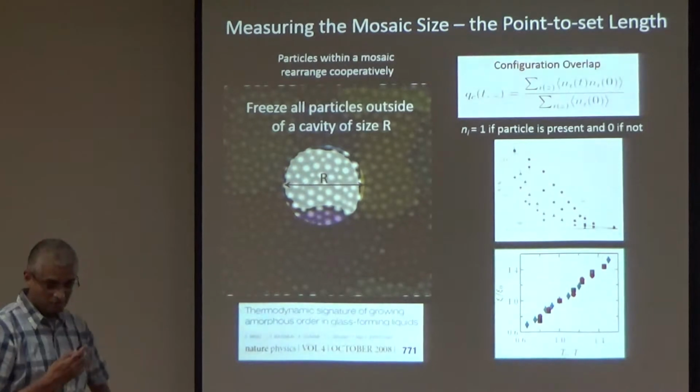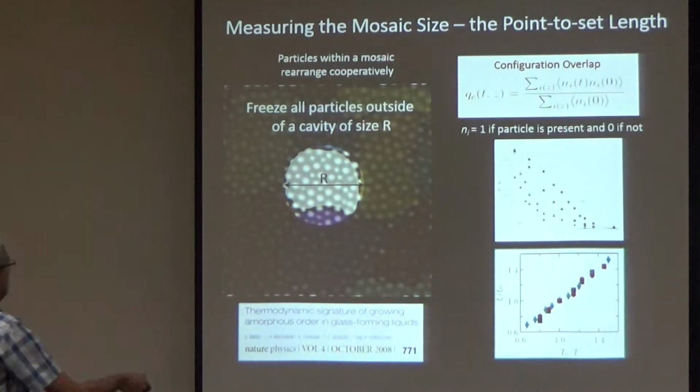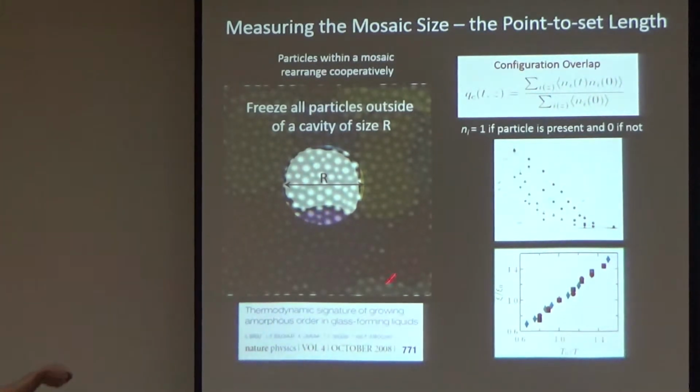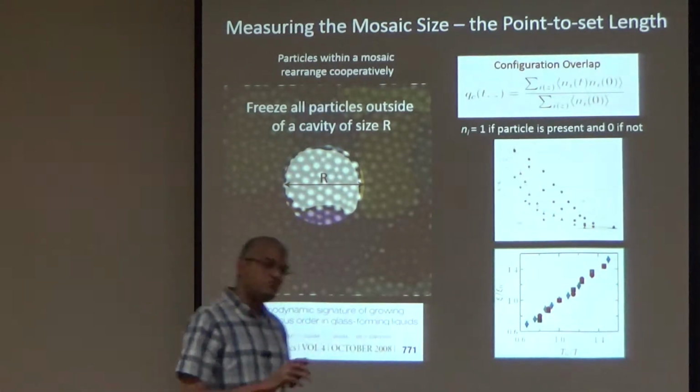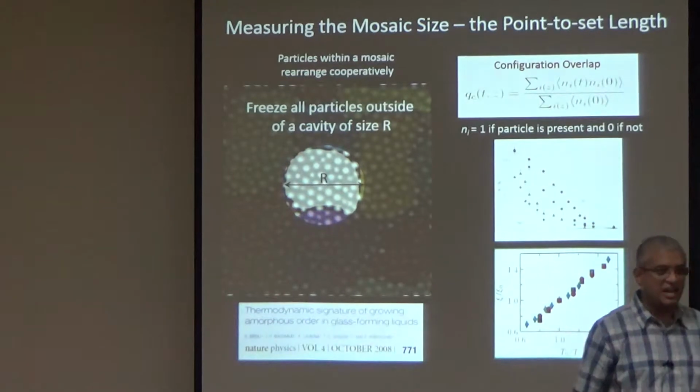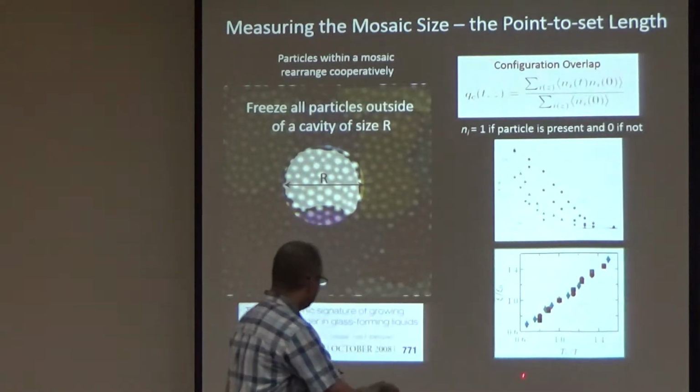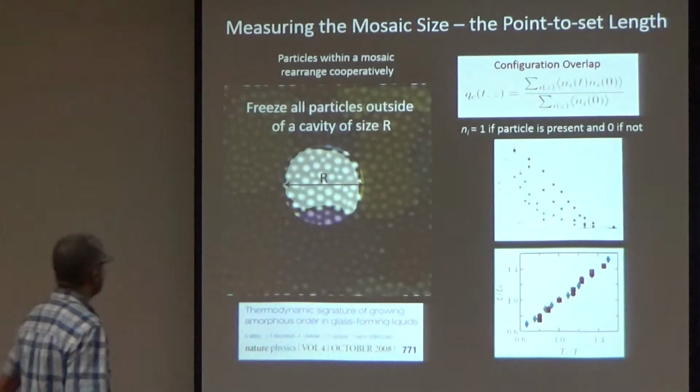So what is xi? Xi is the length scale, the radius of the cavity at which the particle at the center is influenced by the boundary. Beyond that, there is no influence. That's what we call the mosaic size. And the idea is it's supposed to diverge, and that is the divergence that you get.